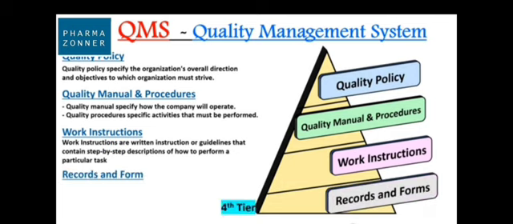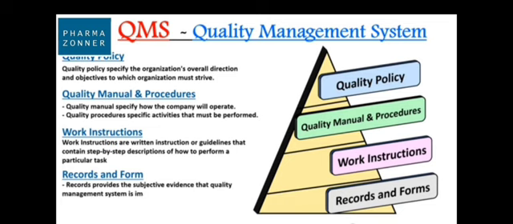Next we have the last tier, records and forms. Records and forms basically provide objective evidence that quality management is implemented and is also effective. It tells us that the process has been performed in the way prescribed in the procedures and work instructions. Records need to be maintained for a specific period of time as well. Some typical examples of records include a purchase record or calibration record.